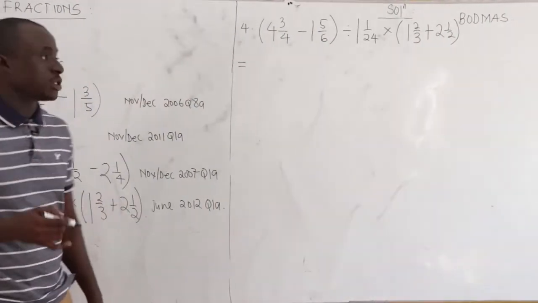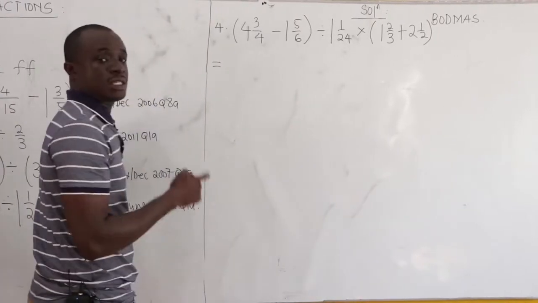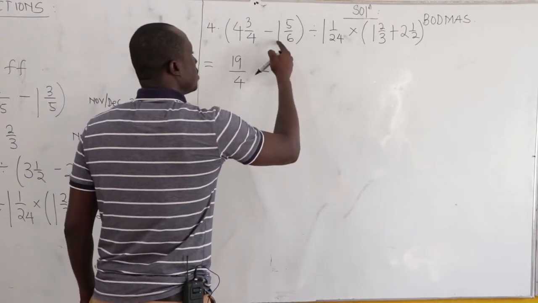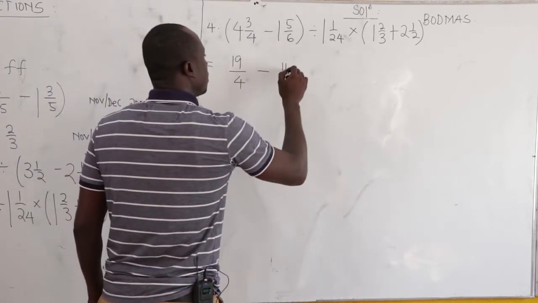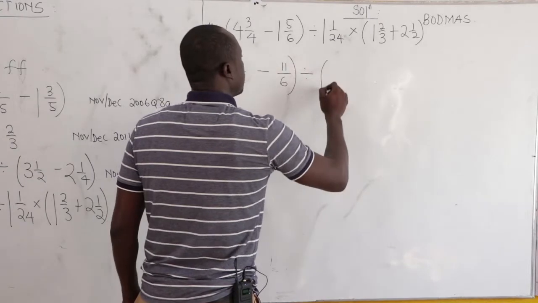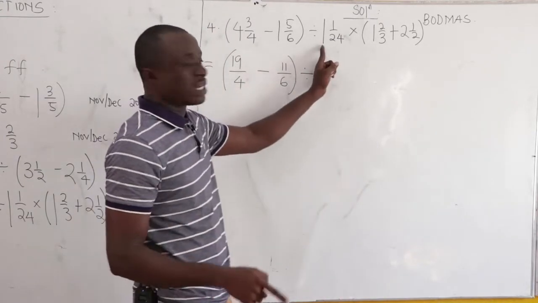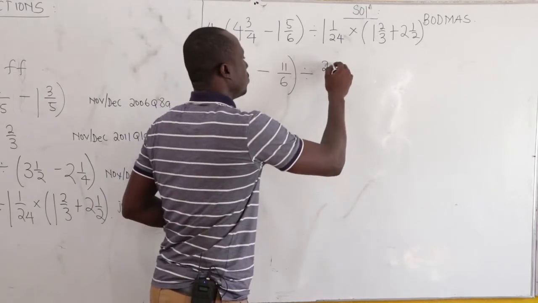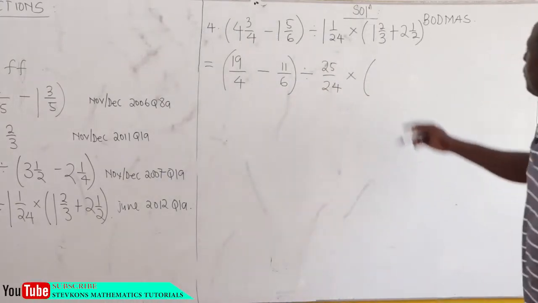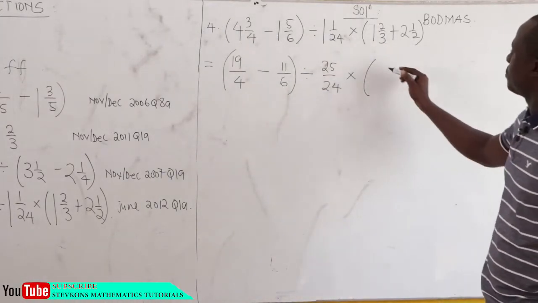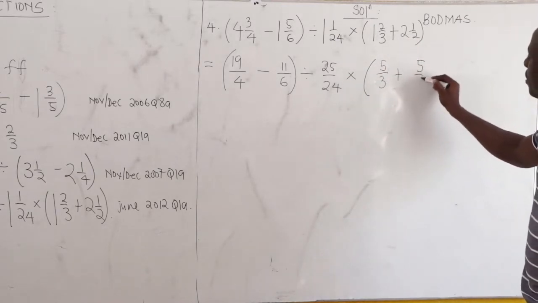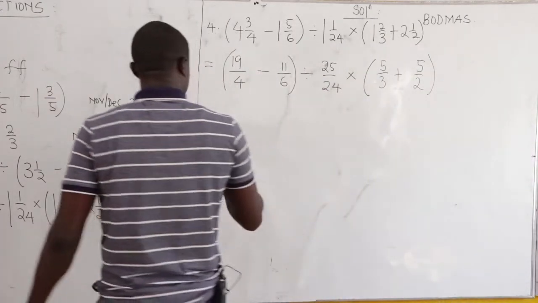Now first, change all mixed fractions to improper fractions. 4 times 4, that's 16 plus 3, 19. So you have 19 all over 4 minus 6 times 1, 6 plus 5, that is 11 all over 6. Divided by, now let's see, 24 times 1, that's 24 plus 1, 25. 25 all over 24 times, now let's check the one over here. We have 3 times 1, that is 3 plus 2, 5 over 3, plus 2 times 2, 4 plus 1, 5 over 2.